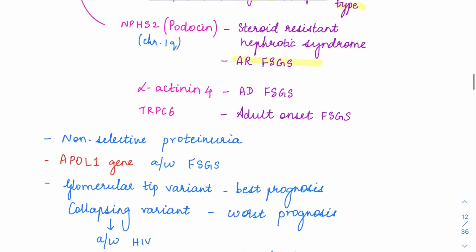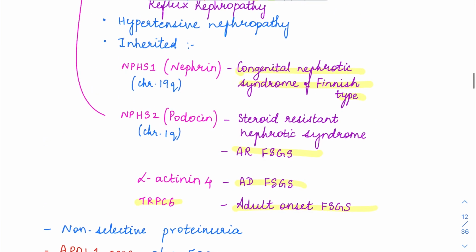autosomal recessive FSGS. Then alpha-actinin 4 protein, if that is mutated, will result in autosomal dominant FSGS. While TRPC6, which is a calcium channel, is going to be mutated in adult onset FSGS. So all of these can be asked as MCQs.